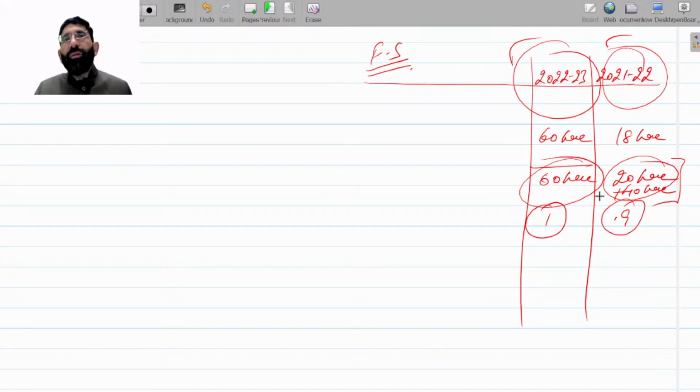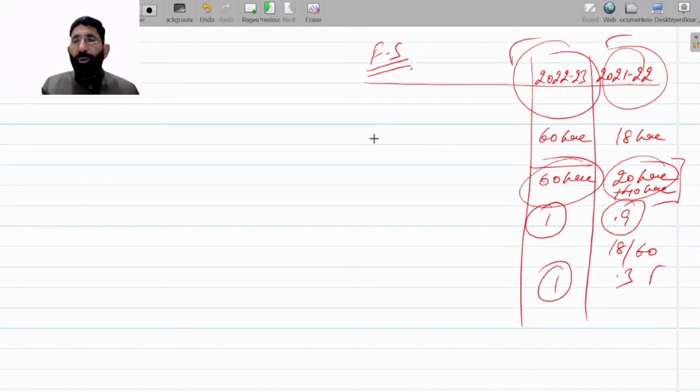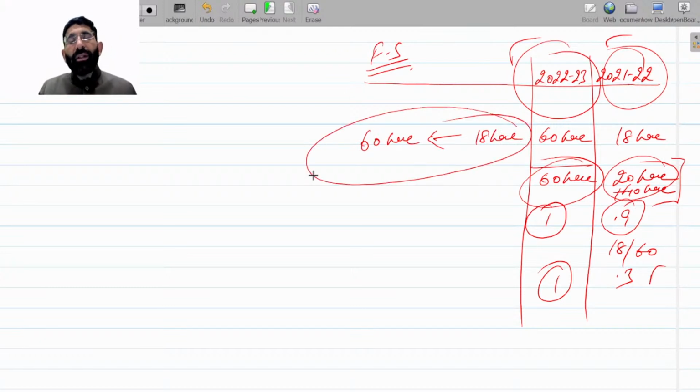Because bonus shares are not giving any consideration to us, for this purpose we will calculate 18 divided by 60 lakh. It will be 0.3, not 1. So it is a better improvement. Good improvement in profit is there, because actually we are seeing that the profit has increased from 18 lakh to 60 lakh. So it is a big increase.